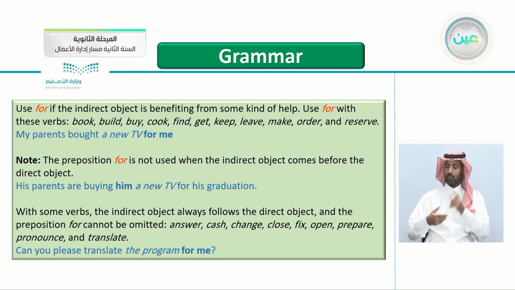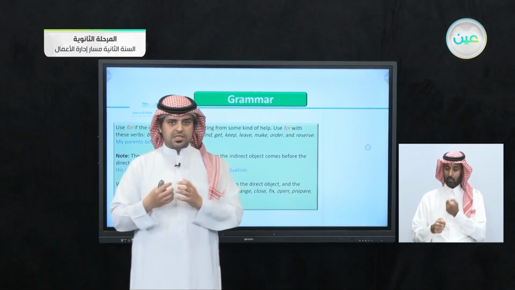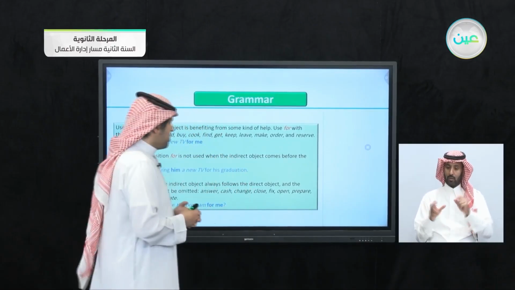We use for with these verbs: book, build, buy, cook, find, get, keep, leave, make, order, and reserve. For example, here, my parents bought a new TV for me. I'm not receiving the TV. They bought it for me. So I'm benefiting here by getting the TV from my parents.